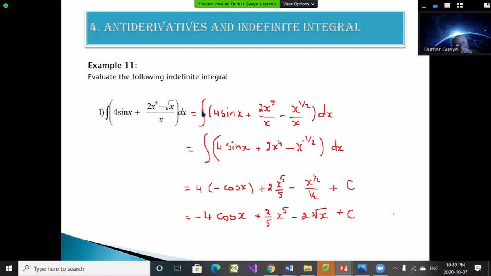All right, so we will not have time to solve the next example. I'm going to leave it here until next week, and we'll do the second example, and we'll conclude this chapter.